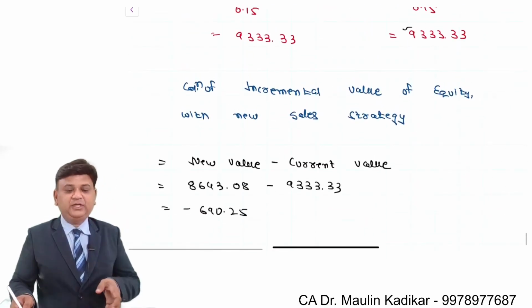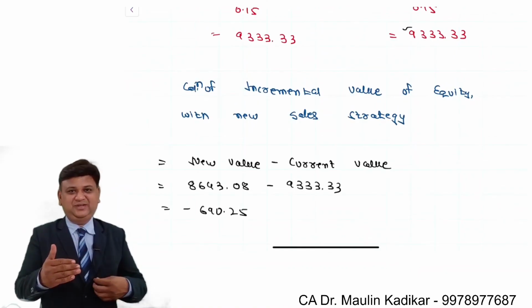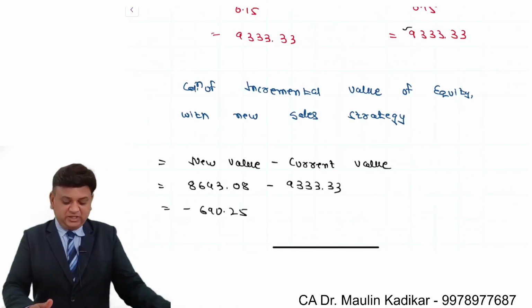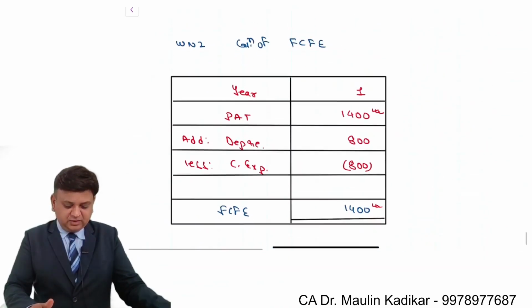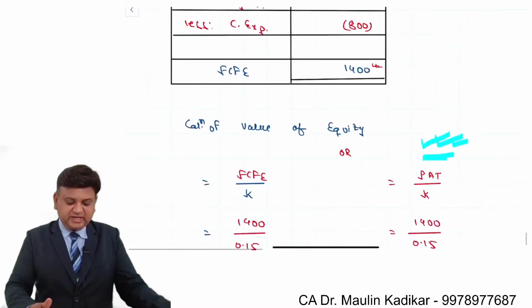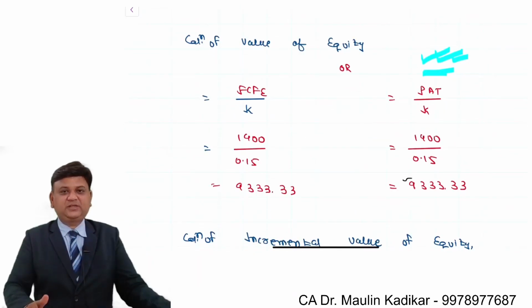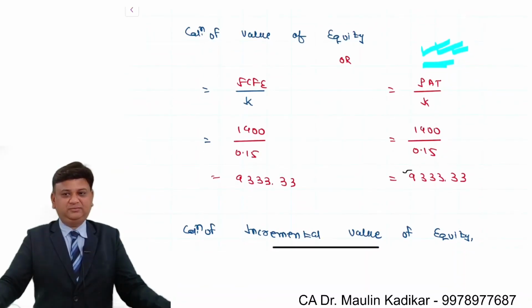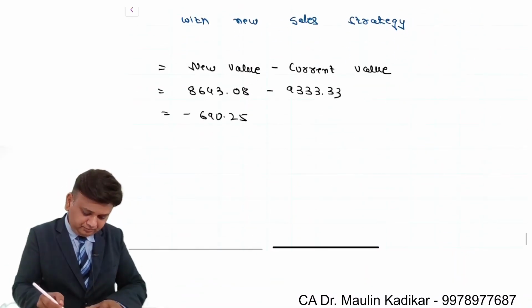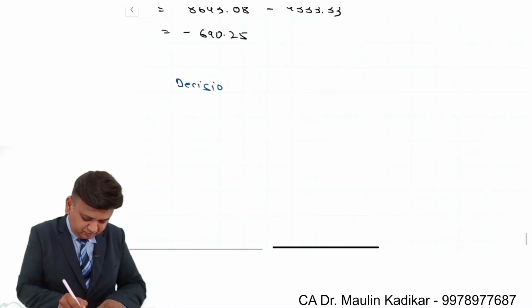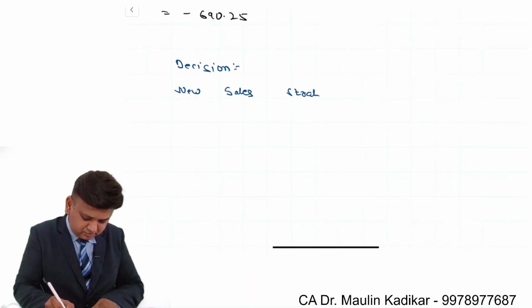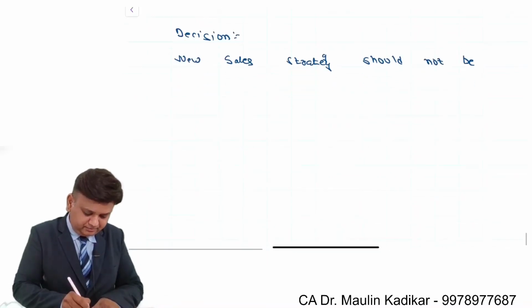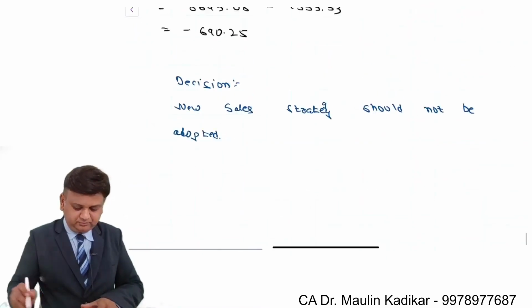It means that if we adopt the new sales strategy, the value of equity is falling. So we understand that the decision is that the new sales strategy should not be adopted. Friends, if the new sales strategy is not adopted, this 1400 is the cash inflow at the end of year 1. The same is discounted in present value terms. So this value of equity is of year 0. So write the decision: new sales strategy should not be adopted. That is the decision.